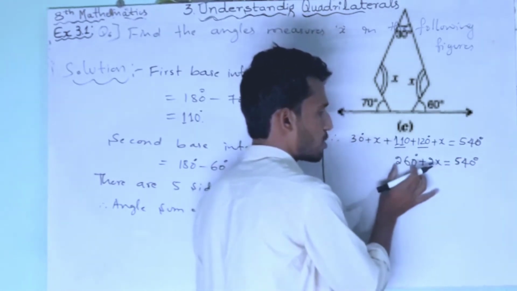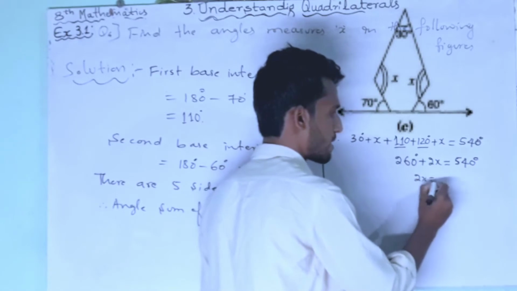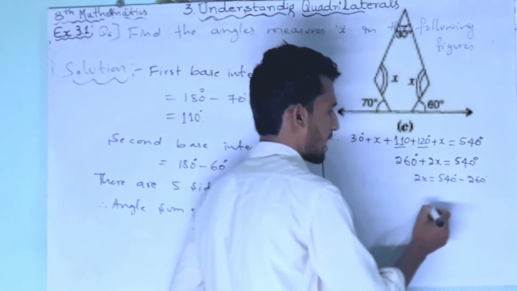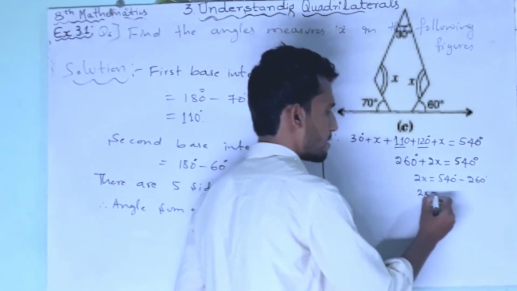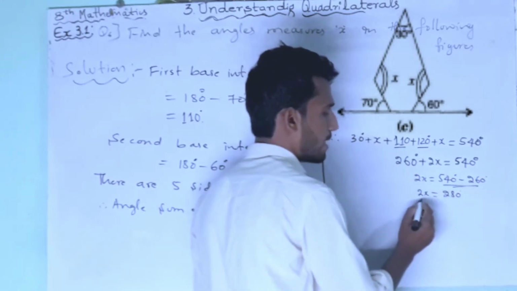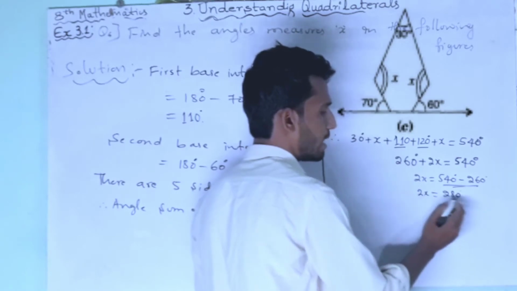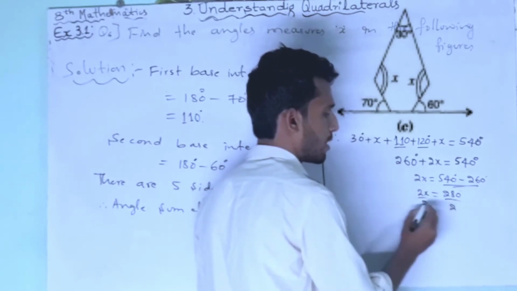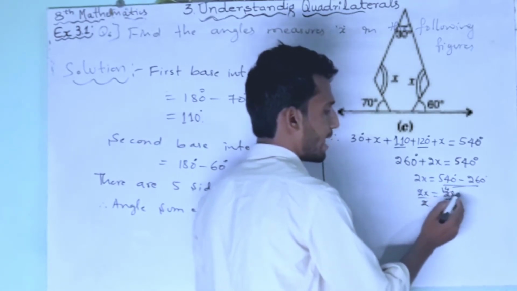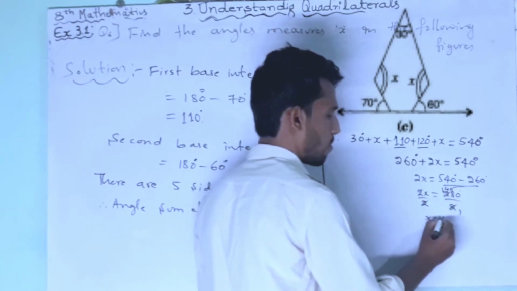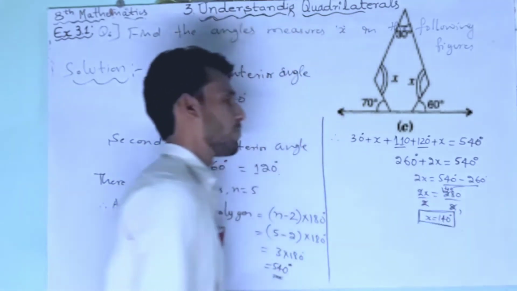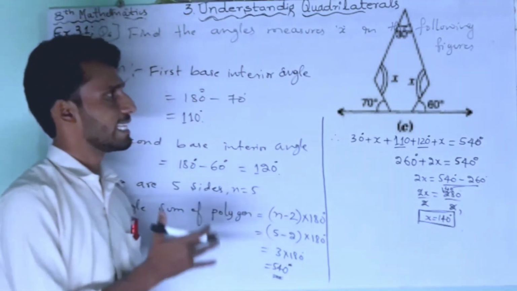Next, when you transpose from LHS to RHS, 2x is equal to 540 degree minus 260 degree. When you do the subtraction, you will get 2x is equal to 280. See, I am dividing by 2 on both sides, LHS side and RHS side. 2 gets cancelled; 2 1s are 2, 2 4s are 8, here 0. X value is 140 degree. X value is 140 degree. This is the solution. Okay, dear student, next I am taking the last figure in this main.